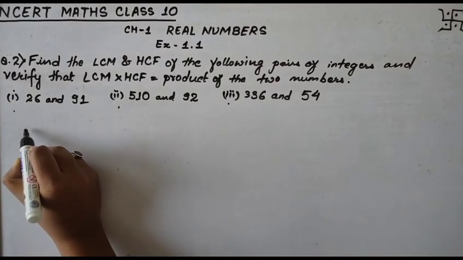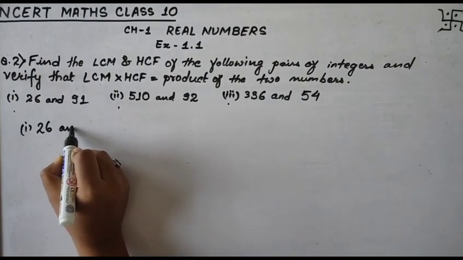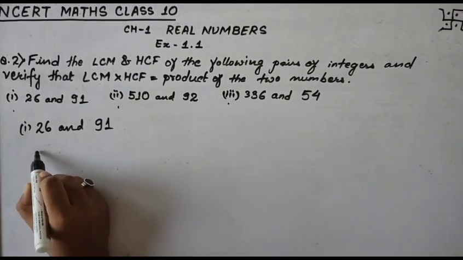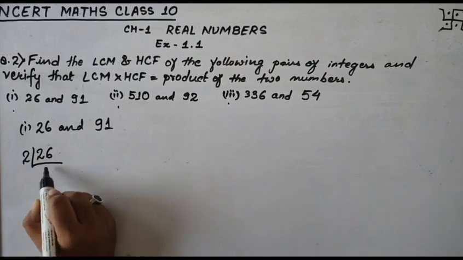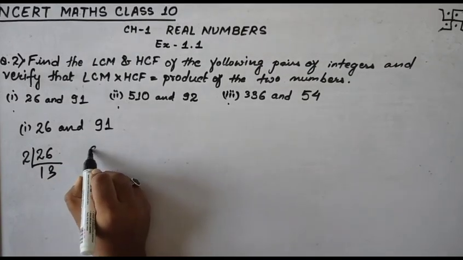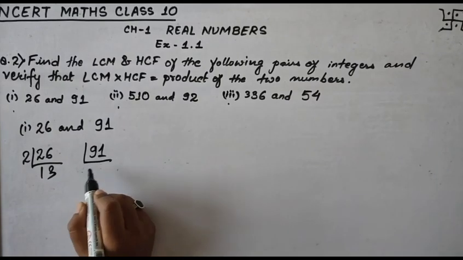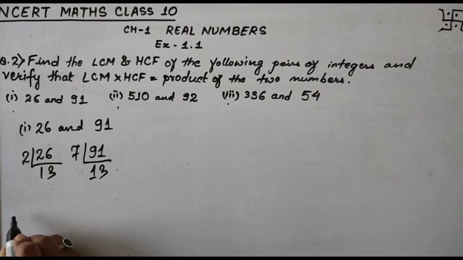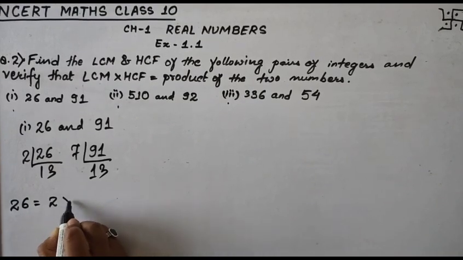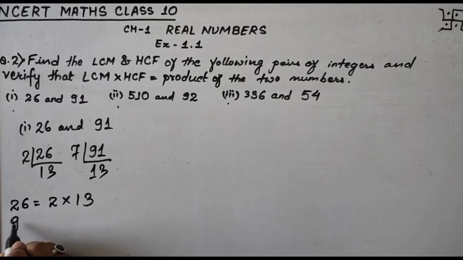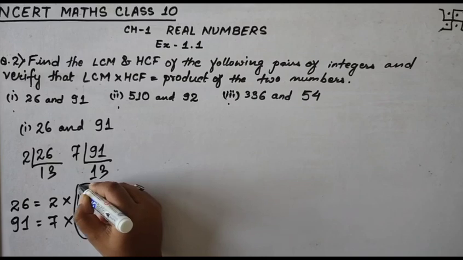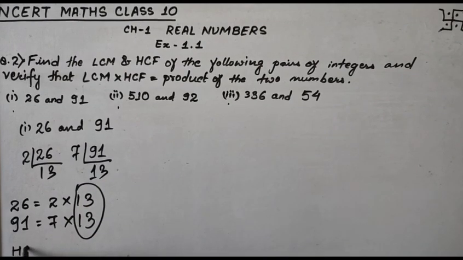Okay, so let's start. Number 1, which is 26 and 91. First, we have to find the LCM and HCF of these numbers. So let's do it. Start with 2, and 91 is directly divisible by 7, which will give us 13. Now for 26, it is 2 into 13. For 91, it is 7 into 13. Here we have 13 as a common factor. That means the HCF will be 13.